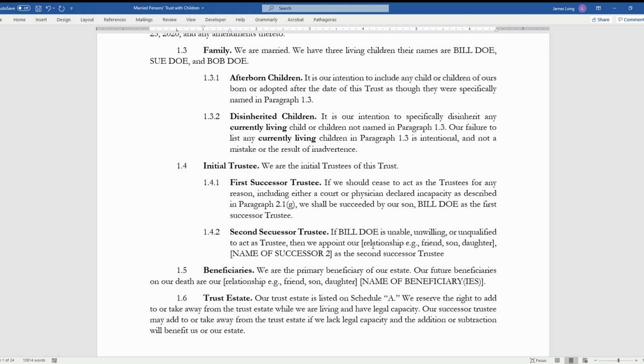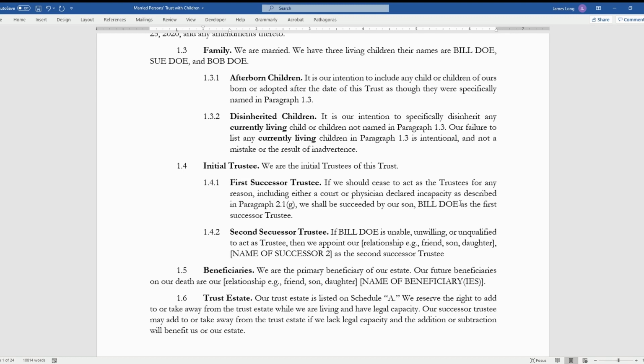And again, you need to specify a relationship. The reason you specify a relationship is just so that if somebody's trying to locate this person, they could find them easier, right? A name like Bill Doe is very, very common. So if you say something like our son Bill Doe, anybody who's picking up this trust can say, okay, well, Jack and Jill had a son, his name's Bill, that's who they're referring to.